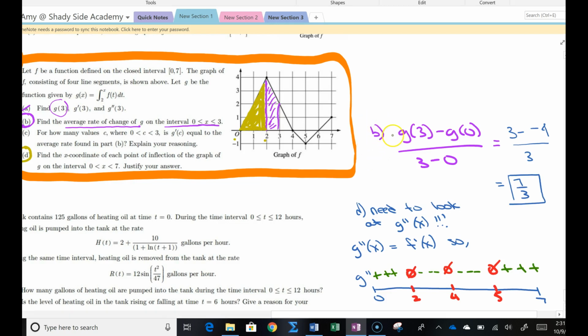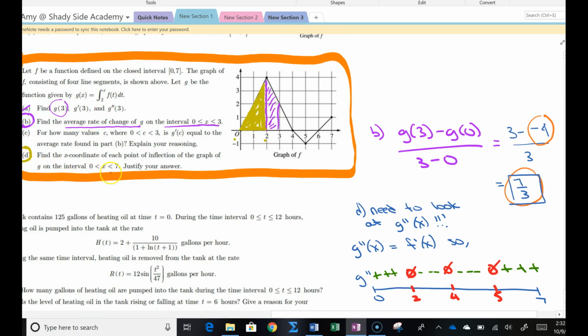So here's part B, the average rate of change of G. Notice here's G of 3, and then minus a negative. My point here is that this number, G of 0, which is the definite integral from 2 to 0, should be a negative 4. Here is the average rate of change.